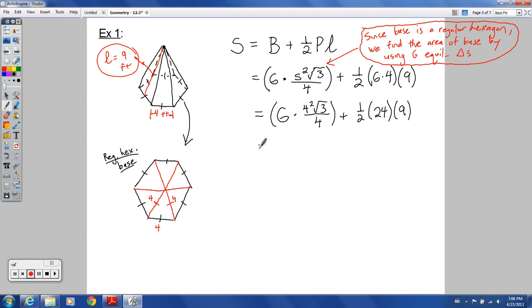and still times 9. So let's continue the simplification here. This will be 16, so I have 6 times 16 rad 3 over 4 plus half of 24 would be 12, so I'll do 12 times 9.